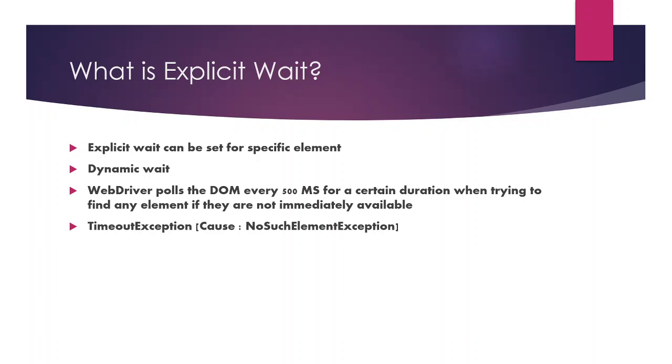Say for example you have given a max timeout of 10 seconds, and it finds the element in 3 seconds. What will happen to the remaining 7 seconds? It will be ignored. It takes only the 3 seconds, and then proceeds with the other web elements. If it still could not find the element in 10 seconds, it will throw a timeout exception. This occurs because of a no such element exception in your script. These are the different things that we have to understand.